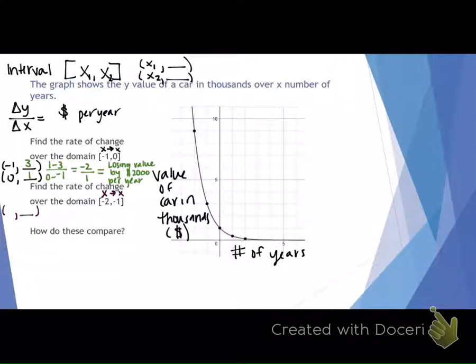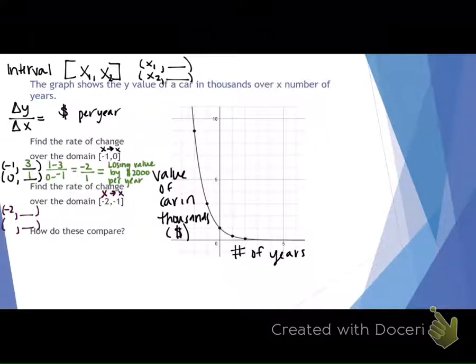Okay, we're going to go from one x value to another x value. When x is negative 2, what is my y value? And when x is negative 1? Okay, so then we do our subtraction: 3 minus 9 over negative 1 minus negative 2. So that's negative 6 over 1.